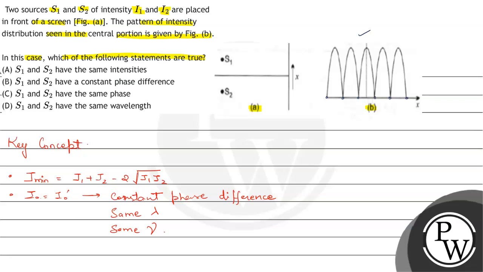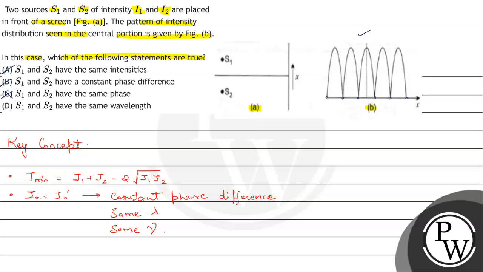Yes, they have same intensity. And as we said in our key concept, whenever two intensities are same, the two sources are coherent, which means that they have constant phase difference. And hence option B, which says S1 and S2 have constant phase difference, is also correct. Option C, which says S1 and S2 have same phase difference. They can have same phase difference or they cannot, but we can only be sure about the constant phase difference, and we cannot say about their phase, and hence option C is wrong.